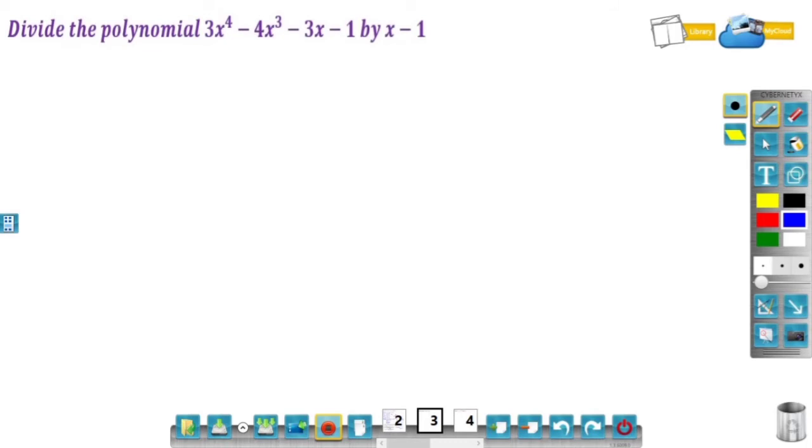Now let us divide the polynomial 3x to the power 4 minus 4x cube minus 3x minus 1 by x minus 1. Which is p of x here? P of x is equal to 3x to the power 4 minus 4x cube minus 3x minus 1. G of x is equal to x minus 1.